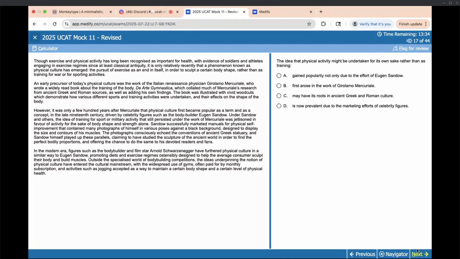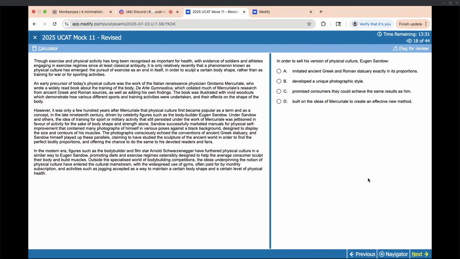So, in popularity, that's true. I want to sell the version of the Grave, the Eugene Shadow. It says here after uses under a center of the ideas, the trend is still persistent. Recognized the photographs, viciously echoed, and Sandow himself played with these parallels. So he promised consumers, he promised people, to achieve the body proportions if they purchased whatever he wanted. So it's to achieve the same results.